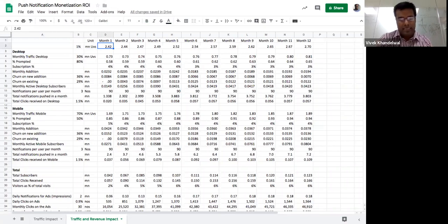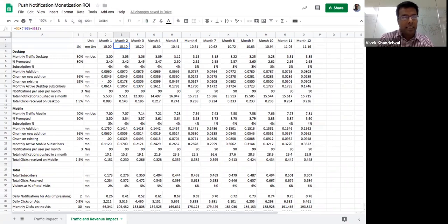We basically assume some numbers here. If your traffic is, let's say, 10 million, and this traffic is increasing at a 10% rate on a monthly basis, and we've done a split of desktop versus mobile, at 30% desktop traffic, you could fundamentally end up with 60,000 active subscribers in the first month. And this number essentially starts compounding as we go on from month 1 to month 6.